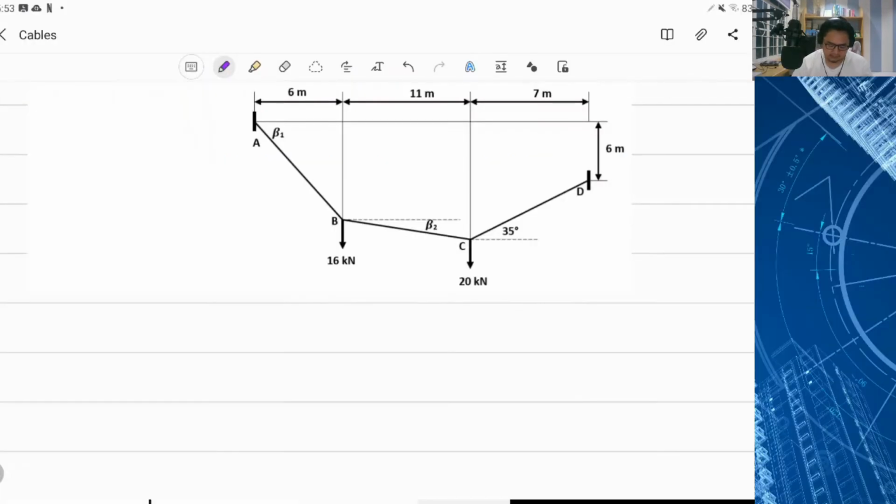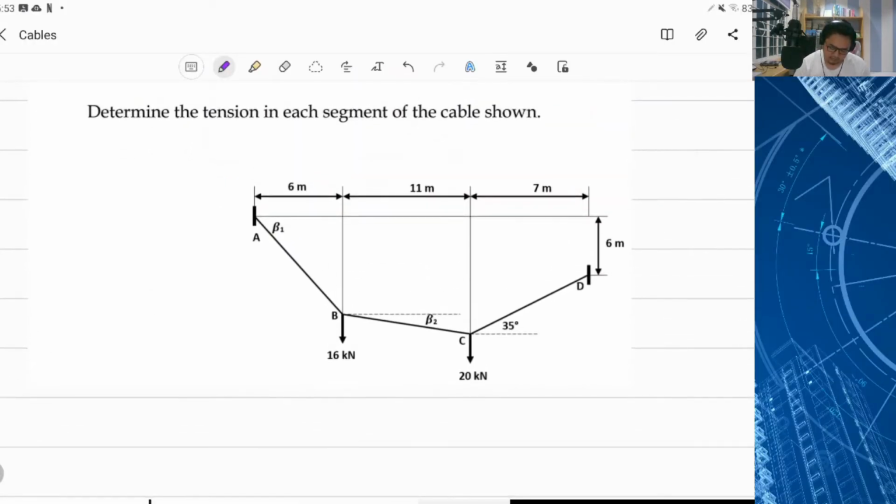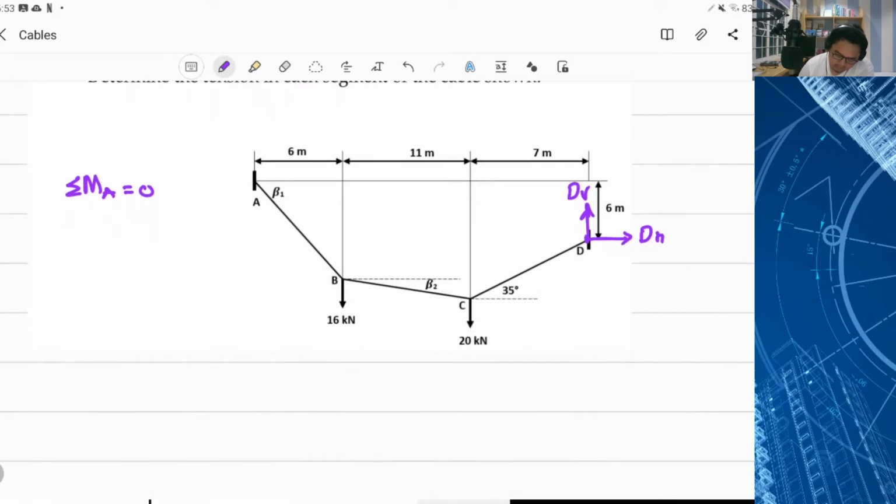Let's solve. From the figure, summation of moments about A equals 0. So let's sum up. There is a component here, let's say DH, and this one is D vertical. Summation of moments about A: DH is counterclockwise, so take counterclockwise as positive.